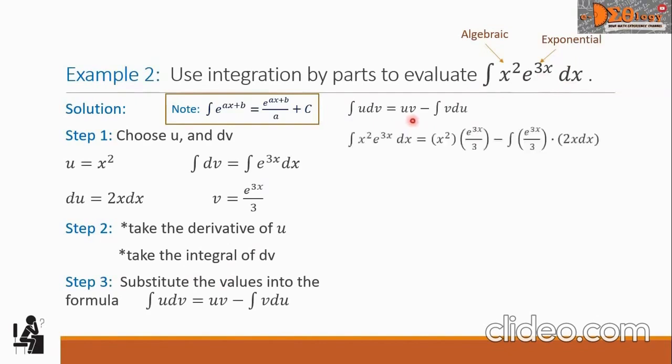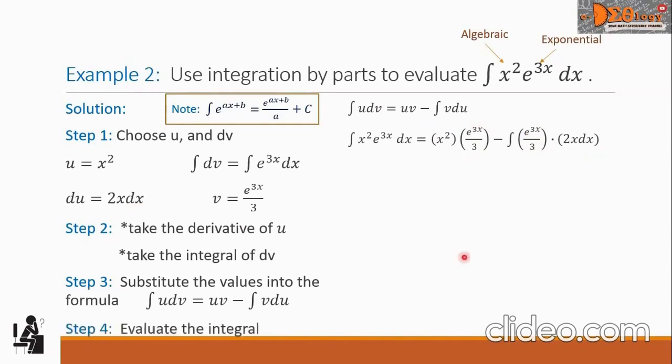The uv is equal to x squared times e raised to 3x over 3, then minus the integral of v. Again, we write e raised to 3x over 3 times the du. This time, our du value is 2x dx, so we copy it here.